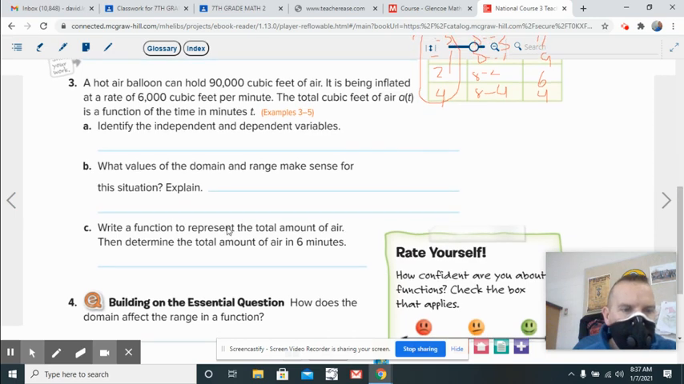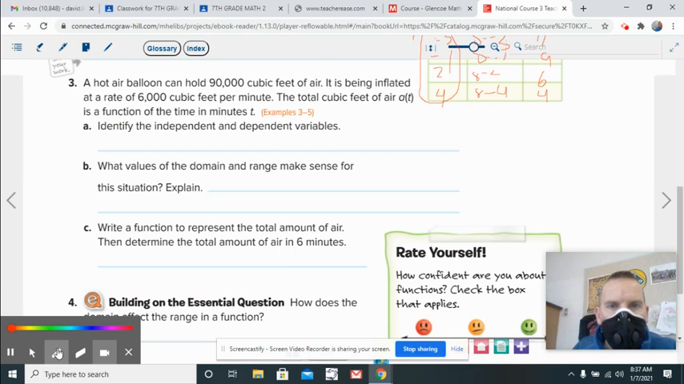All right, we have our lovely hot air balloon. It can hold 90,000 cubic feet of air. It's being inflated at 6,000 cubic feet per minute. The total cubic feet of air is A of T, a function of time in minutes T.